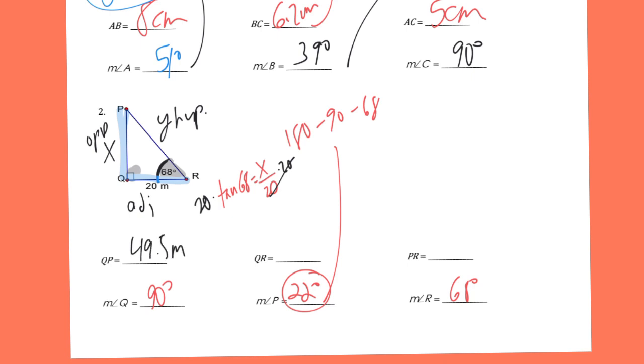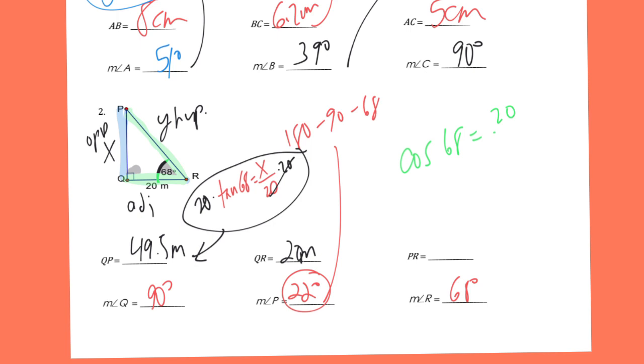They gave us QR to be 20 meters, so we can just start by putting that there, and then to find PR. To find the last two things, you're going to use trigonometry. So let's look at finding the value for Y, which is PR. That involves the values they gave us, this side, which is the adjacent leg, and we're looking to find the hypotenuse. The ratio that talks about the angle and those two sides, the one we know and the one we don't, would be cosine. So cosine of 68 degrees is equal to the adjacent leg over the hypotenuse.